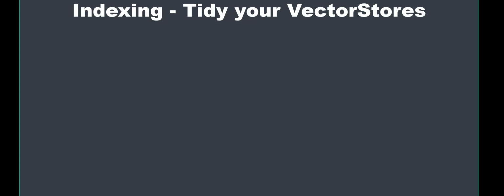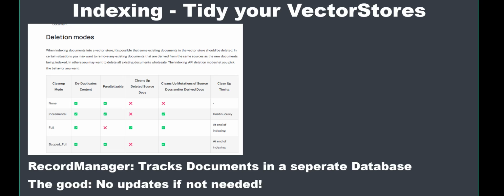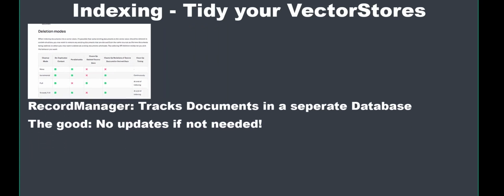LangChain offers an indexing API using something called a record manager. It tracks exactly which documents you've put into the vector store. This helps because if you got a new list of documents and one is missing from before, then LangChain automatically cleans those up. That's great. No more duplicates or outdated documents.